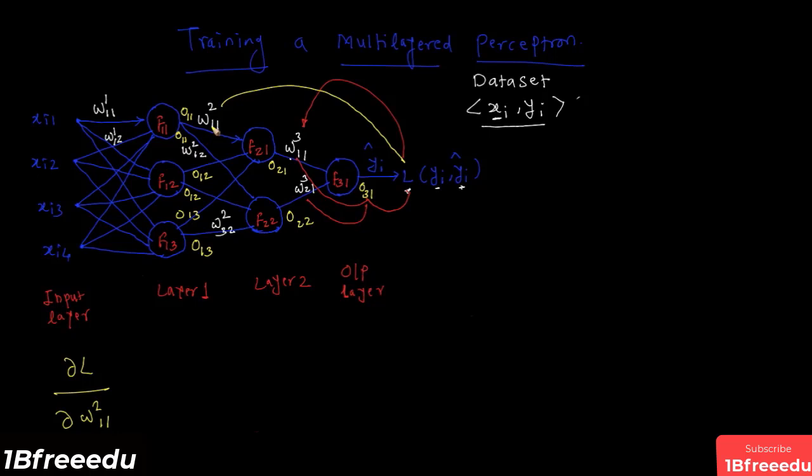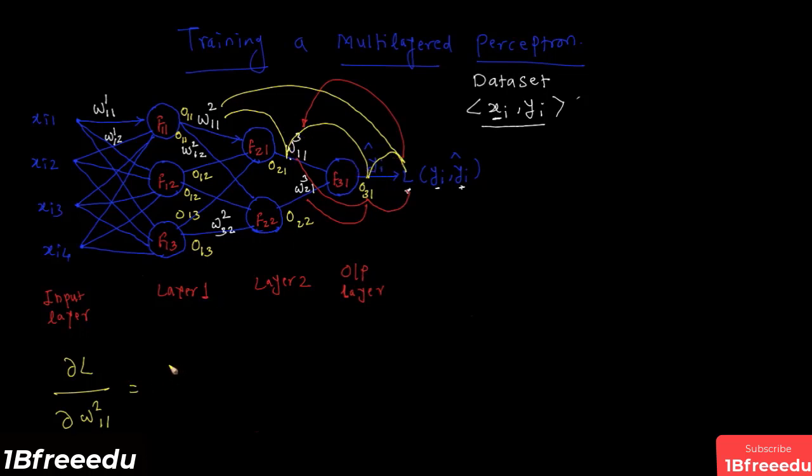In order to compute this derivative, I will compute the derivative of loss with respect to O31, right? And O31 is computed with respect to O21, right? And O21 then will be computed with respect to W211. So this is the path I will be following.